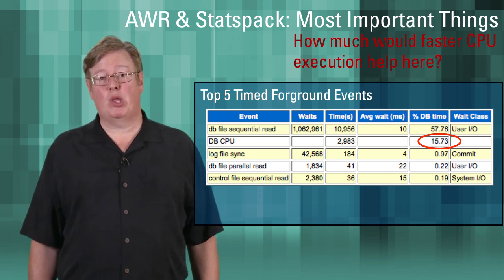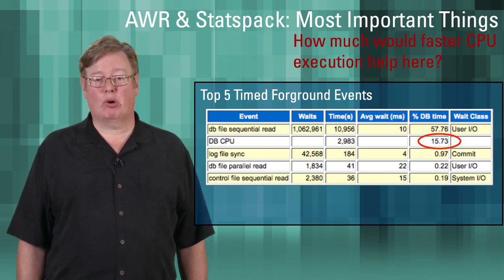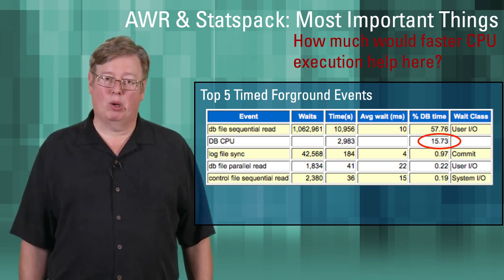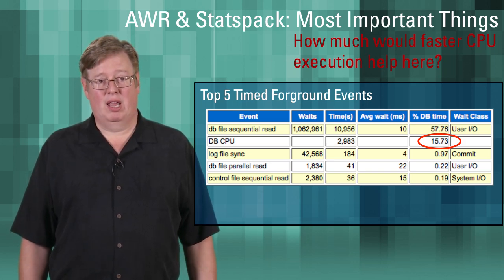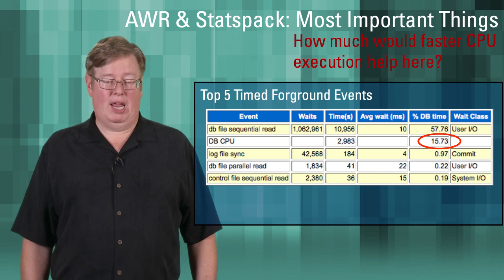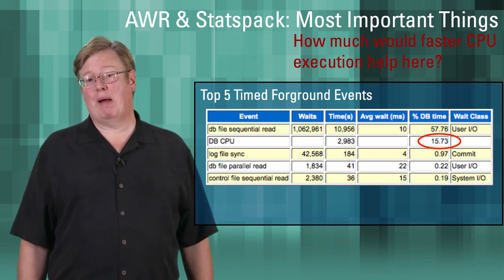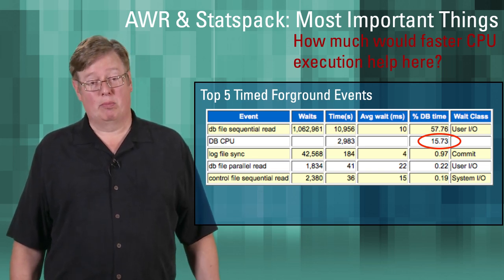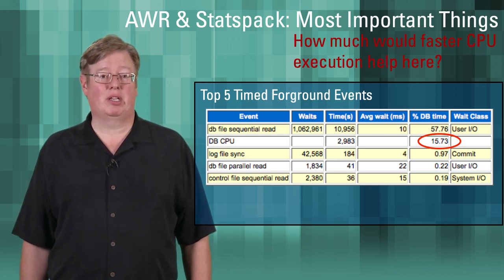And as you can see, the wait class that's defined in these top 5 timed foreground events is user I/O. So that's what you really want to focus on. And this is, again, very common in the real world. If you've gone this far in this discussion and all of your AWR Statspack reports are CPU bound, a lot of what I'm going to talk about probably won't help you. You have to do other things. Maybe I need to focus on getting more CPU power. But in the real world, this is a lot less common than you might think.